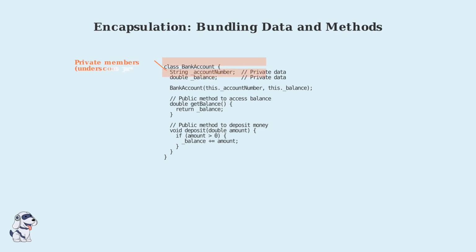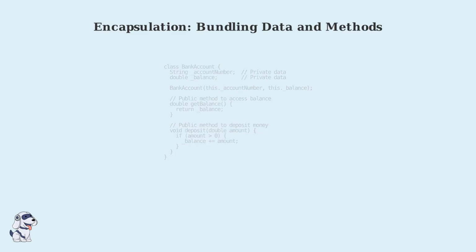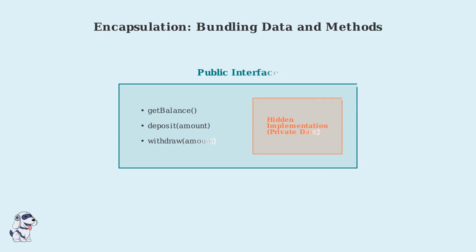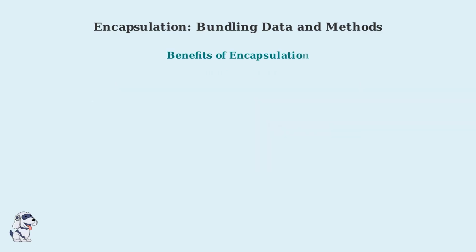The underscore prefix makes these variables private. This is Dart's way of enforcing encapsulation. External code cannot directly access or modify the account number or balance. Encapsulation also means providing a controlled public interface. The class exposes only the methods that external code should use, while keeping the internal implementation hidden. This approach provides several key benefits.